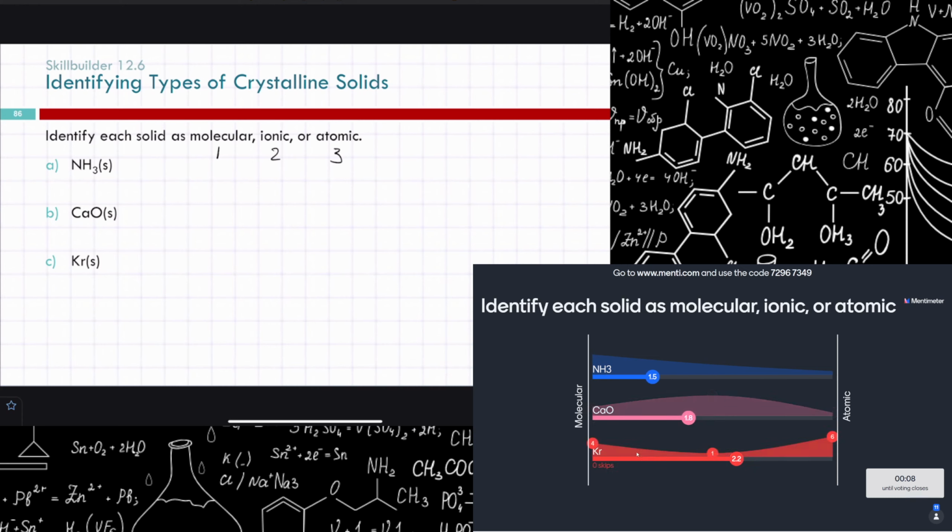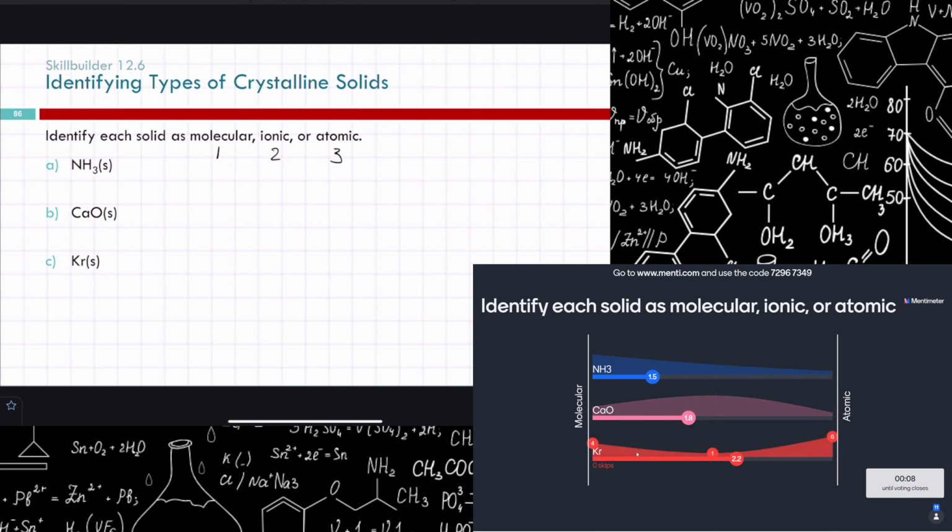I don't think I'm going to require you to know how to divide up atomic solids further into the three other categories. We could talk about it briefly, though. So krypton would be a non-bonding atomic solid because it's a noble gas. So it's not going to form any bonds because it doesn't need to, because it's got a full valence shell.